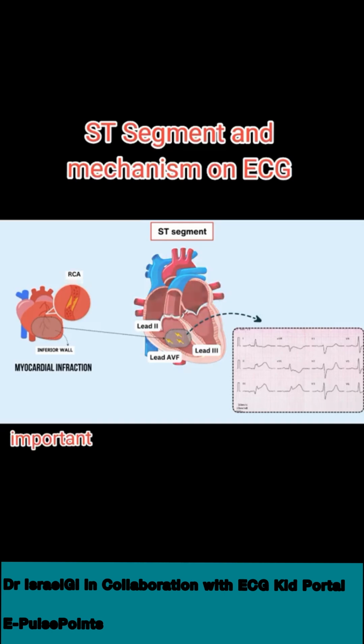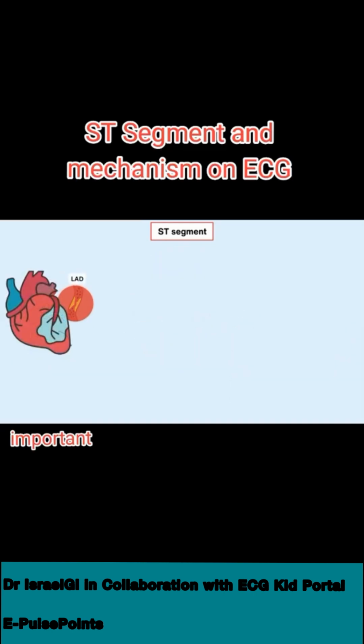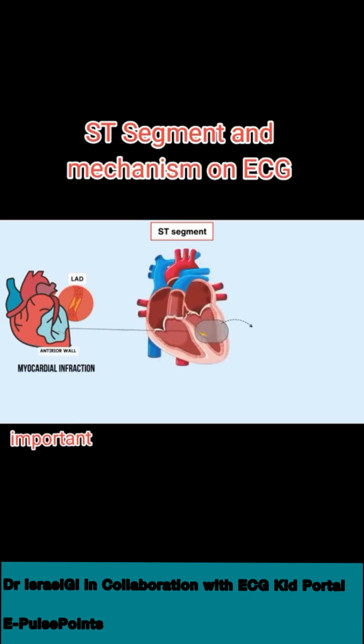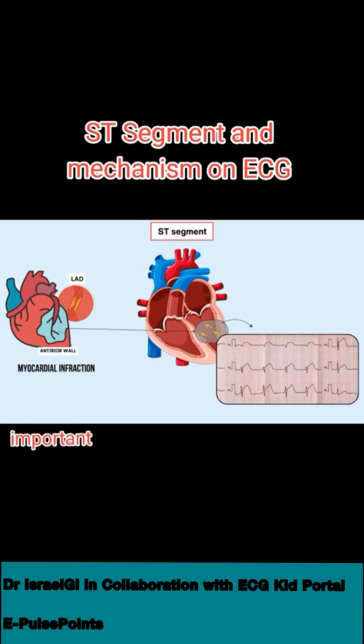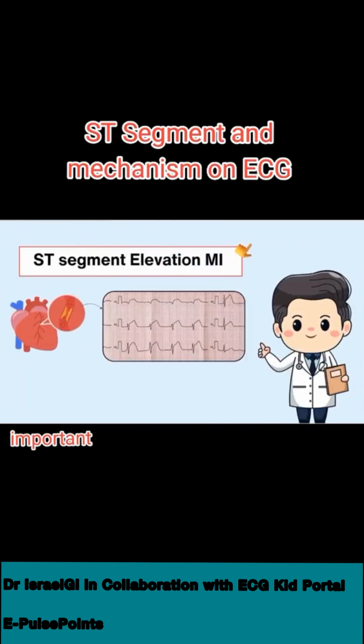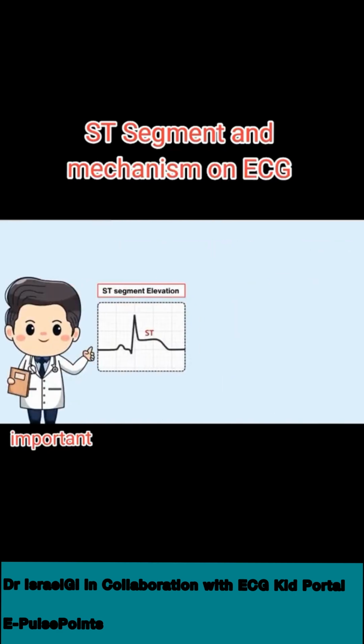Similarly, when there's a blockage in the left anterior descending artery, or LAD, which supplies blood to the front part of the heart, known as the anterior wall, it can result in another type of heart attack. The corresponding leads we see ST segment elevation in this case are leads V1 to V4, and so on. Don't worry, we have discussed this in a lot more detail in our video on ST segment elevation MI with our renowned cardiologist.